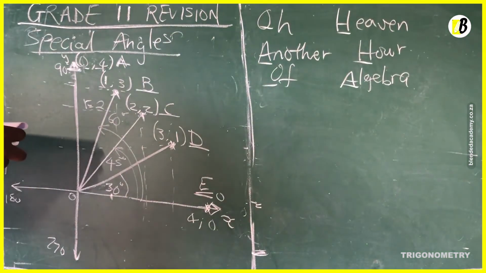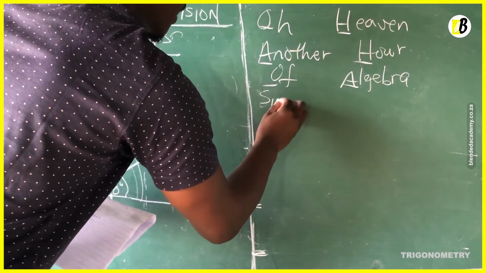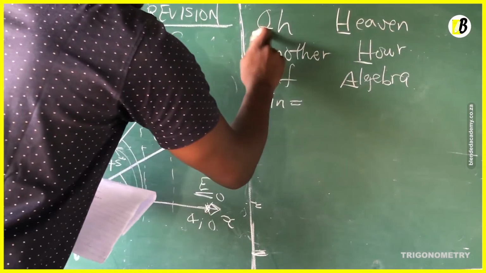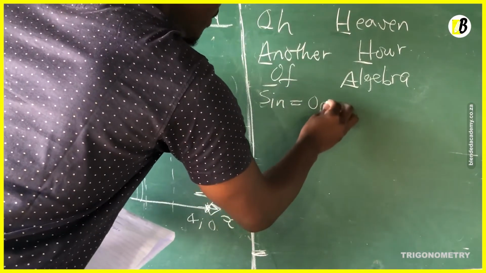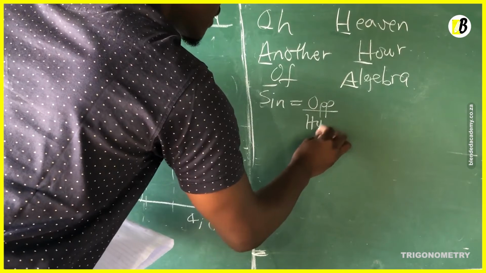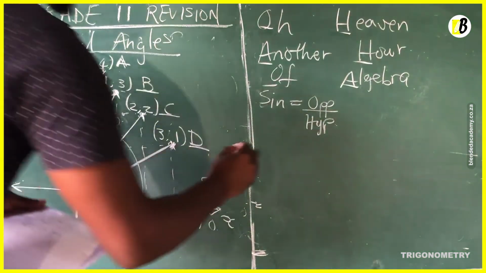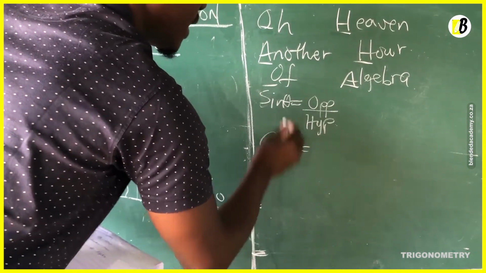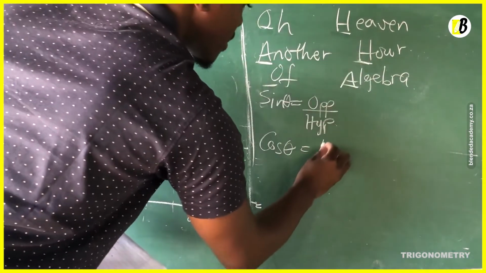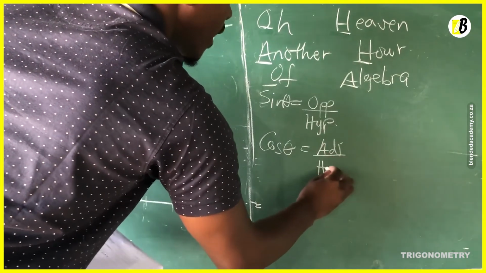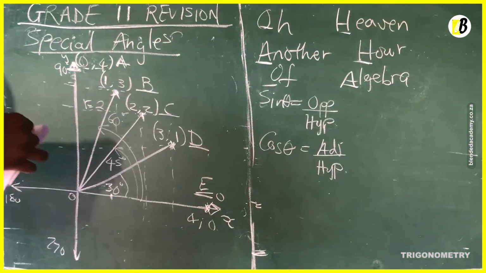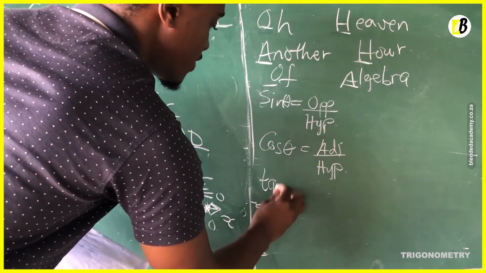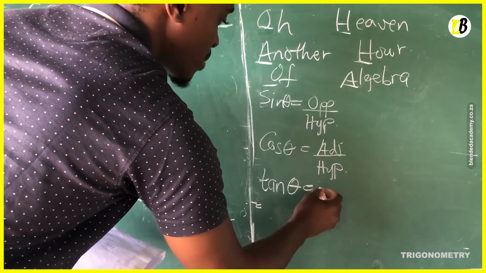Let me just apply this to different functions. Sine is the first one. Sine is opposite over hypotenuse. You need to remember this. And then cos theta is adjacent over hypotenuse. You need to remember this, guys. It's very important when solving different trig problems.